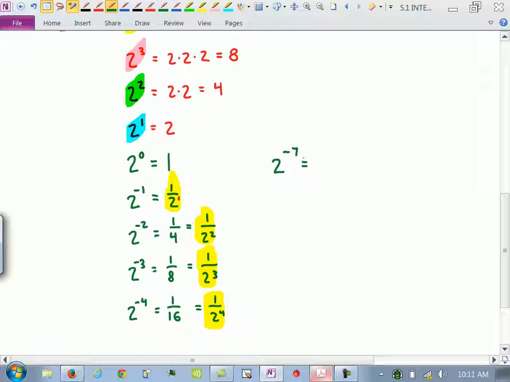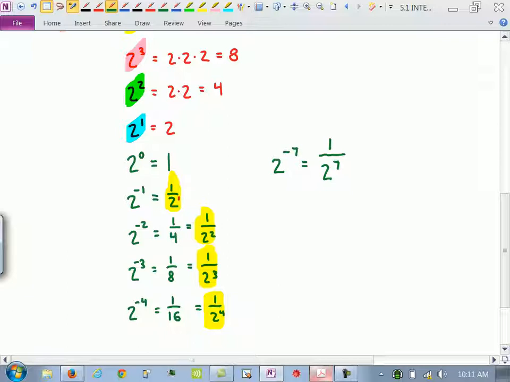So I'm going to go back to 2 to the negative 4. What was 2 to the negative 4? It was 1 over 2 to the positive 4. Not multiplication. You're close. Wouldn't this be 1 over 2 to the 7th? Good.